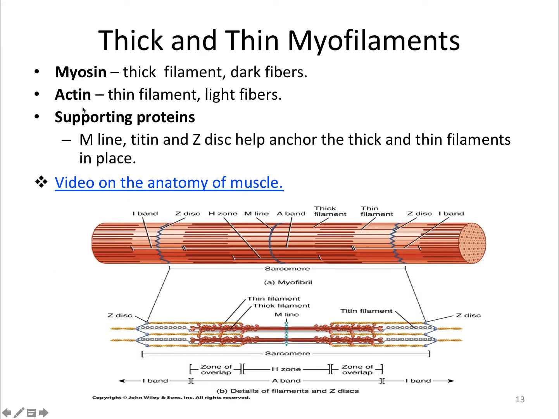Okay, so myosin comprises the thick filament, which is dark fibers, so the dark bands that you saw in the microscope picture, and the actin, or thin filaments, are the light fibers. So this is a band of actin. Here we have a band of actin and myosin overlapping. This band, the A band, contains myosin and actin, and the H zone, which is here, is myosin only, no actin.